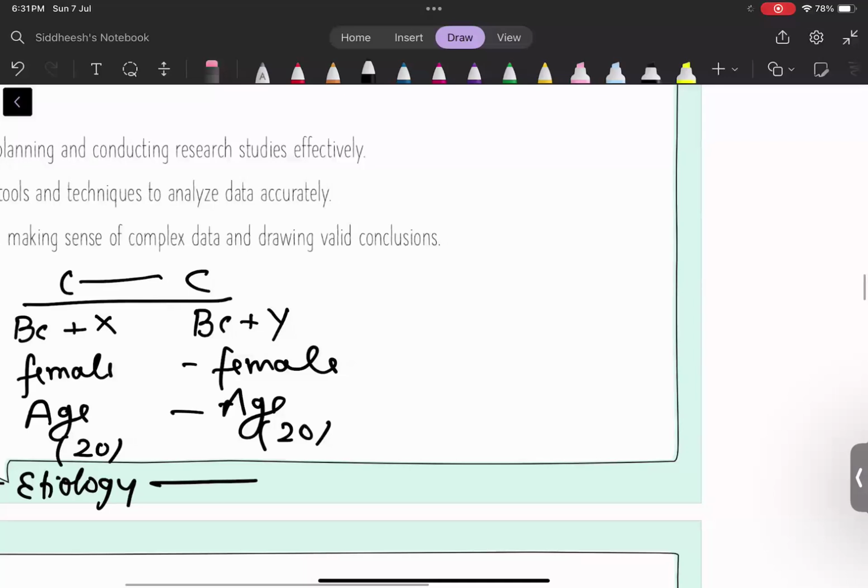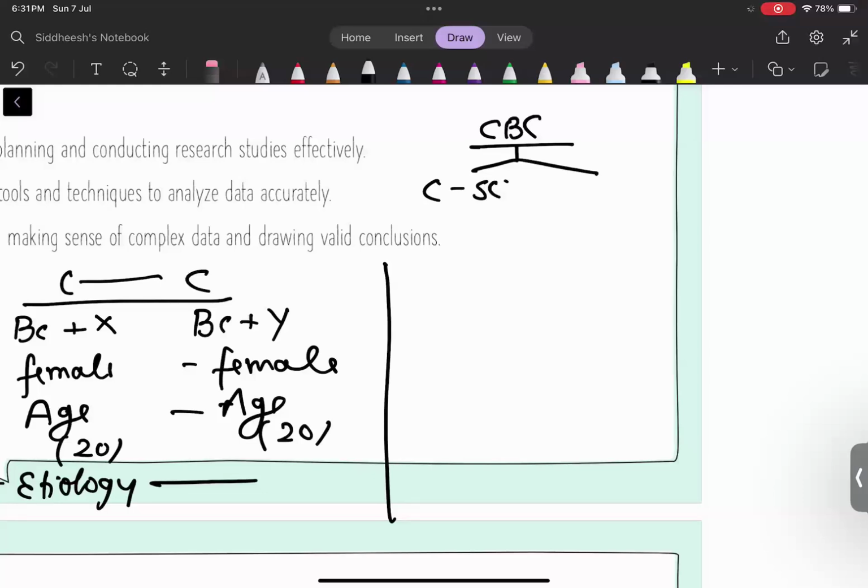Now let's take one more example. Suppose you are doing a study to find potential predictors, for example a potential predictor for sickle cell anemia by using the CBC. So you make a case and control group. In the case group, there is sickle cell anemia. In the other, the control group, there is no sickle cell anemia.